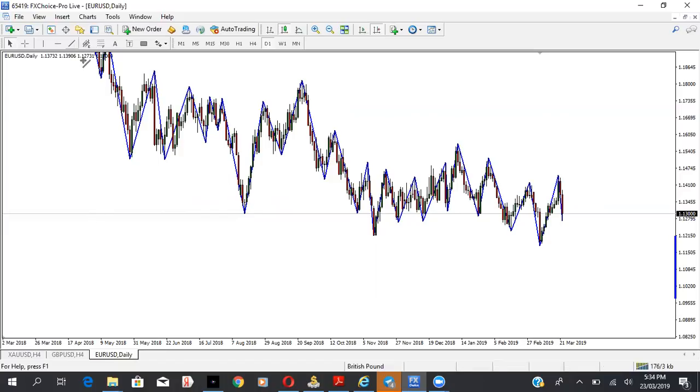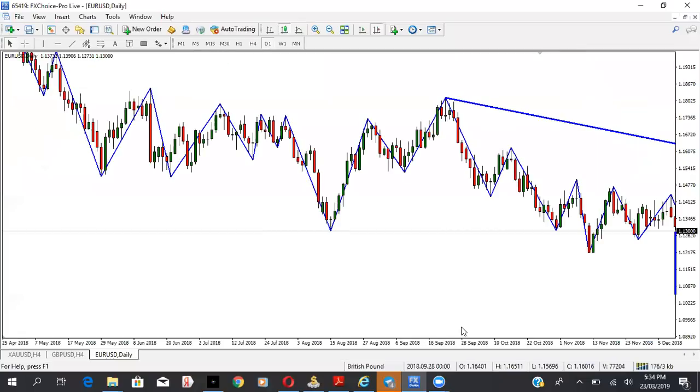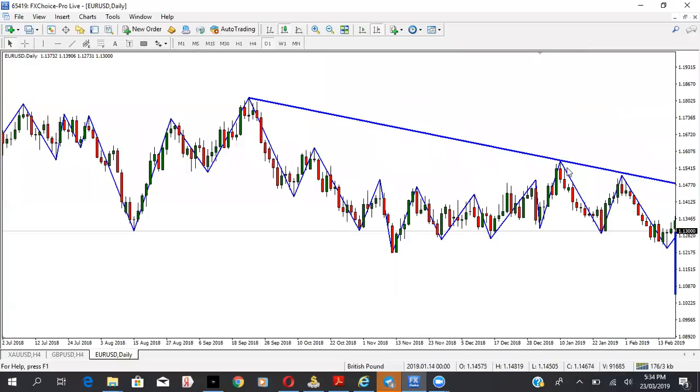You go to the trend line tool. You pick this point and you drag it to this point. You see what happened? Assuming we don't have this, we only drew these two points. Remember, this is a daily time frame. And we drew it. You see, price came here.